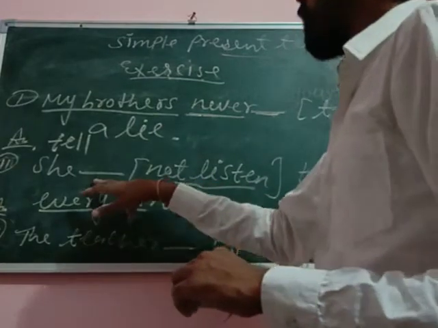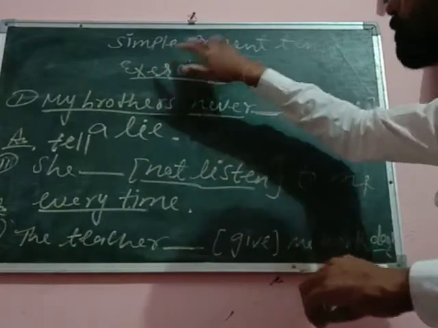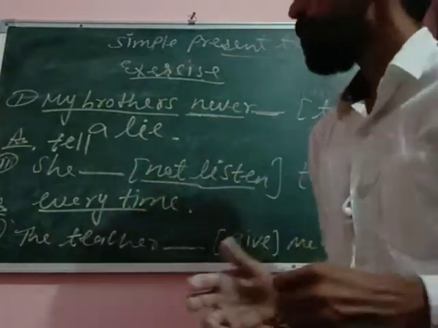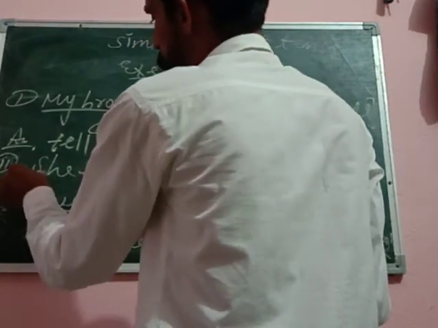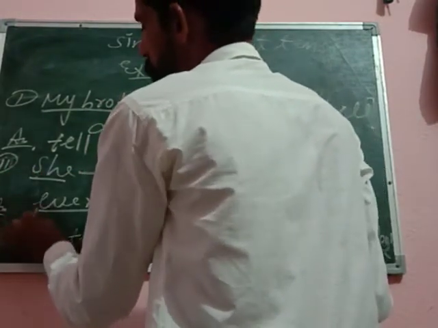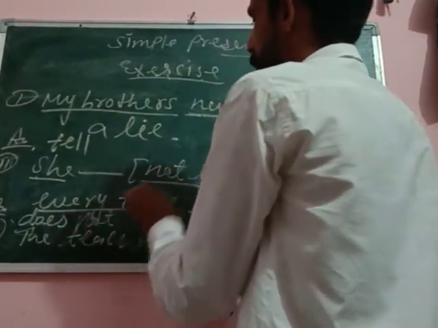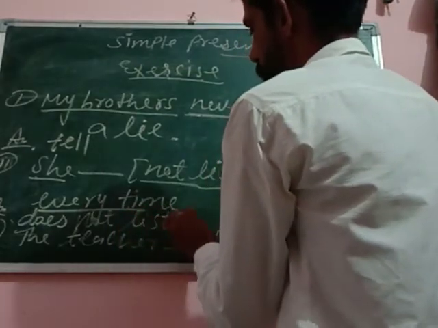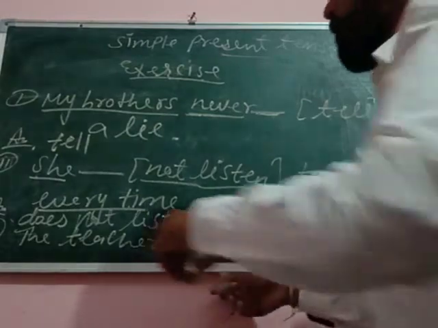The helping verb which is used in affirmative, negative or interrogative sentences of simple present tense is do or does. Do is used with plural subjects and does is used with singular subjects. C is singular, so we have to use does plus not, and the first form of the main verb is used in negative sentences of simple present tense. So the answer of this question is does not listen.